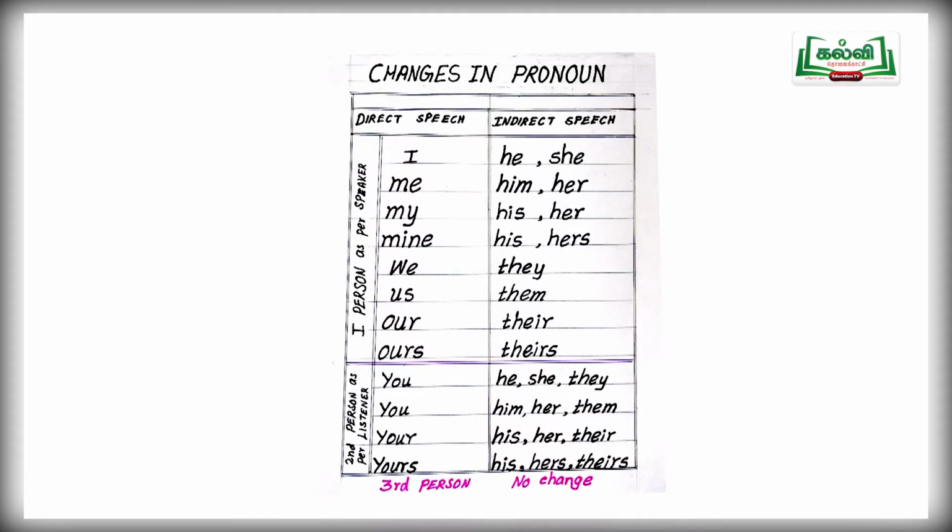Then let's see changes in pronoun. If the first person comes, as per the speaker it changes. I, he, she; me, him, her; my, his, her; mine, his, hers; we, they; us, them; our, their; ours, theirs. Second person changes as per the listener. You, he, she, they. You, him, her, them. Your, his, her, their. Yours, his, hers, theirs. Third person has no change.